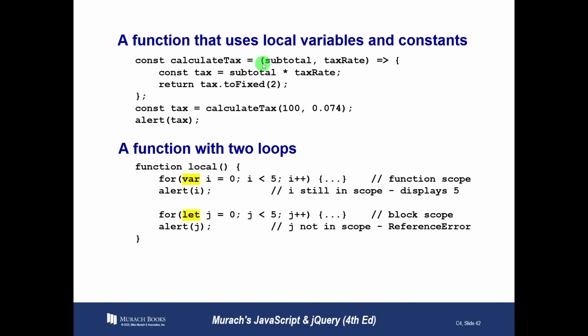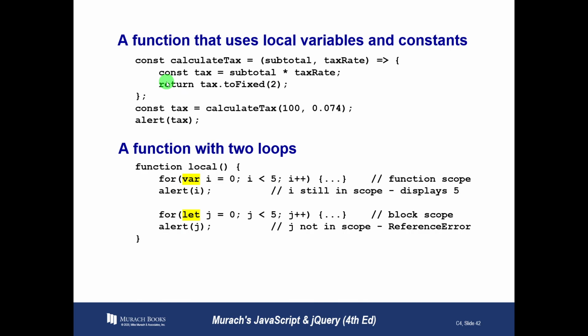Okay. So when somebody calls this function, calculate tax, they pass two arguments in, 100 and 0.074, that get stored in these two parameters. We calculate the subtotal times the tax rate that got passed in, set it equal to this tax, and then round it to 2 decimal places, and we return that value.